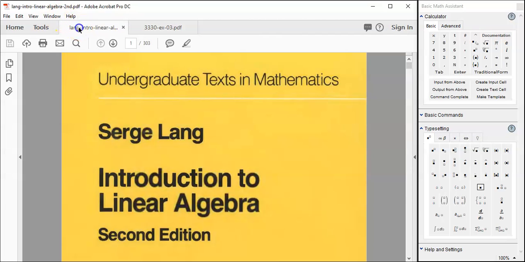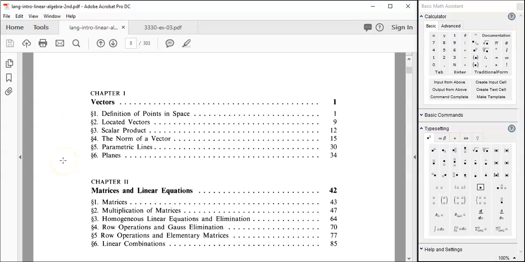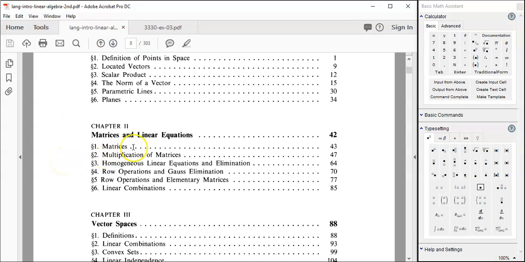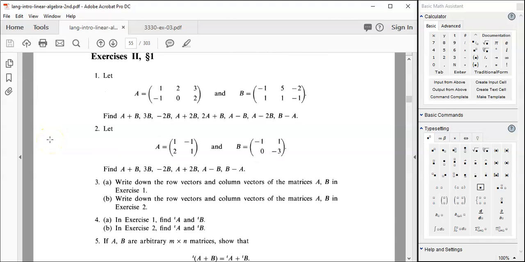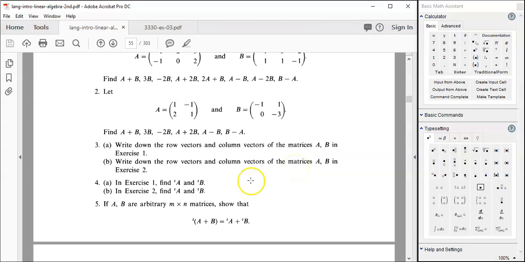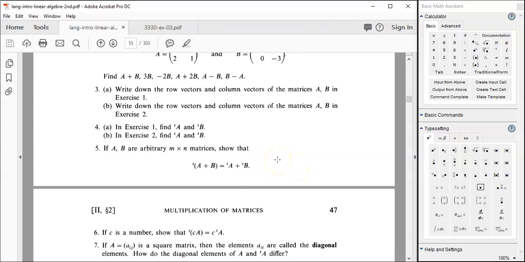Let's go to 2.1. First, the table of contents, and 2.1. Okay, that's the page I have to go to. Here we go. First we have some matrices A and B with these numbers. We can calculate A plus B, 3B, negative 2B, A plus 2B, and so on. They are straightforward really, just computations. And similar problems recur. And finally at number 5 we have something worthy.